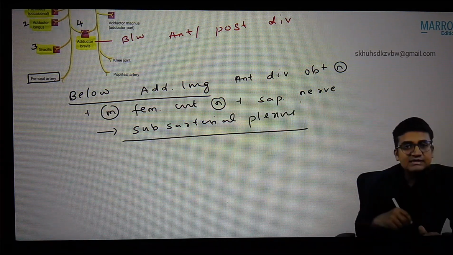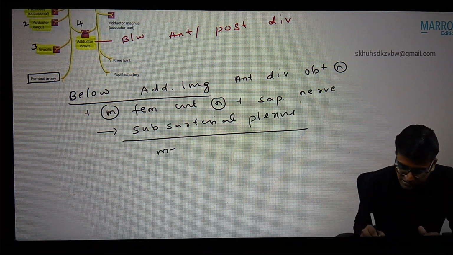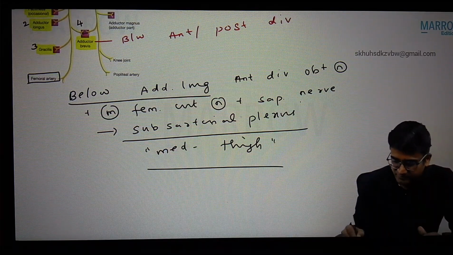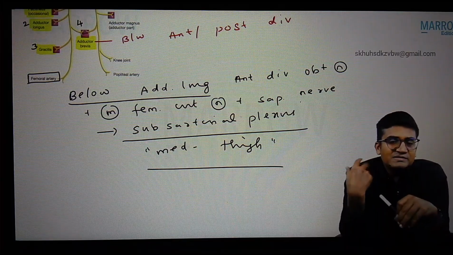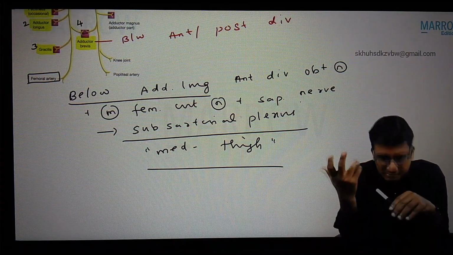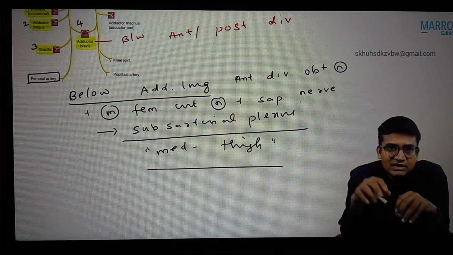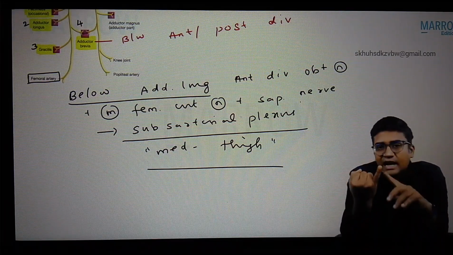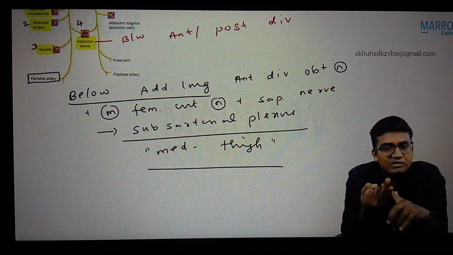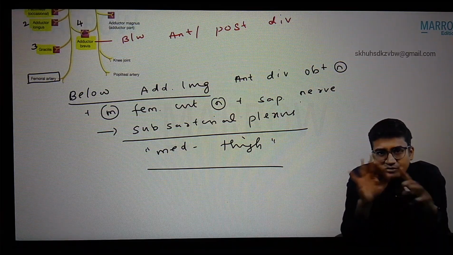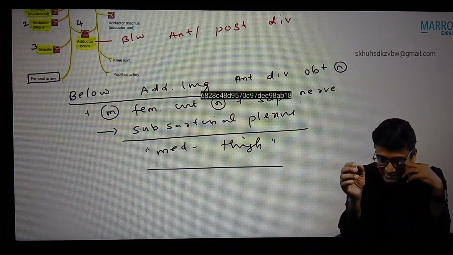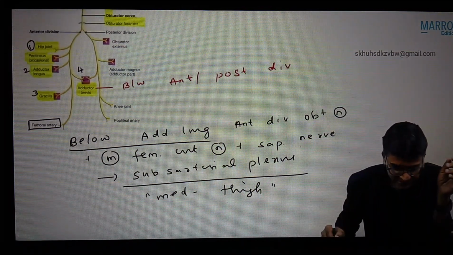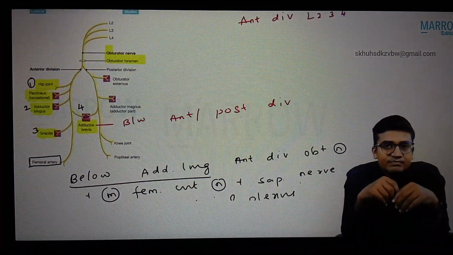Now, the subsartorial plexus carries the sensory fibers to the medial aspect of the thigh. This is very important. That is why they are asking this question. So, the medial aspect of the thigh, in the lower part, is supplied by the subsartorial plexus. The subsartorial plexus is formed by the joining of three nerves. What are those? Anterior division of obturator nerve, medial femoral cutaneous nerve, and the saphenous nerve. They form the subsartorial plexus and carry sensory fibers to the medial side of the thigh, in the lower aspect.